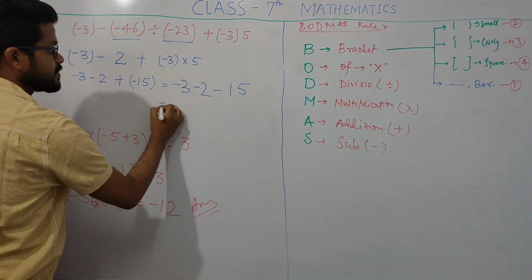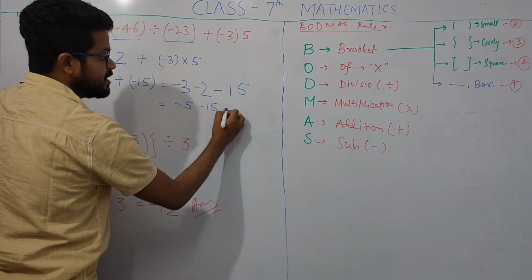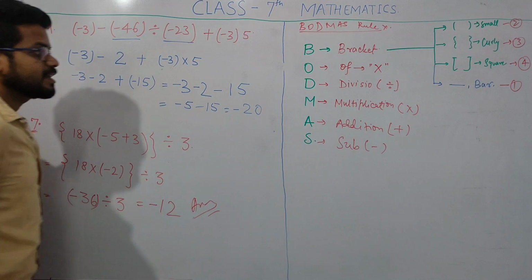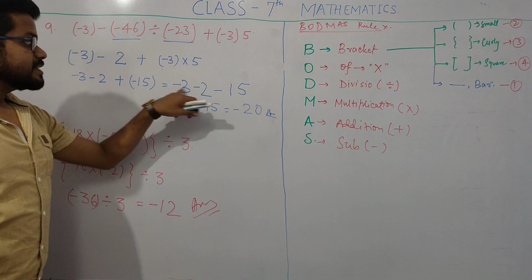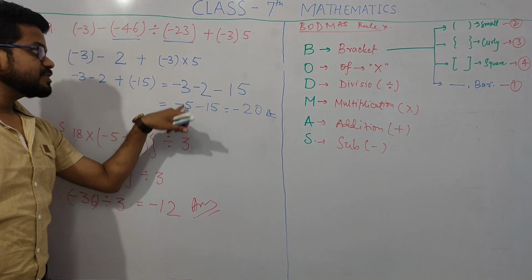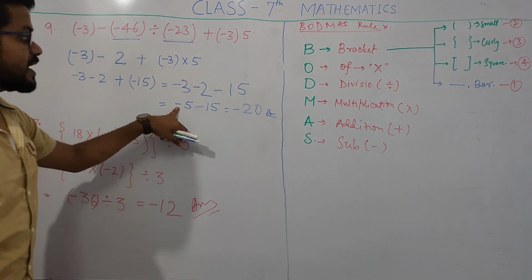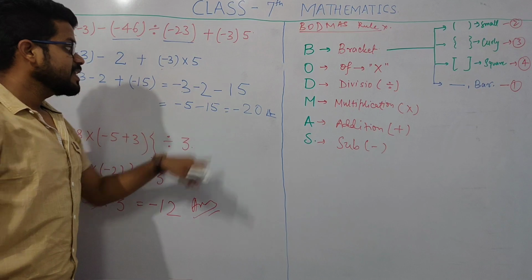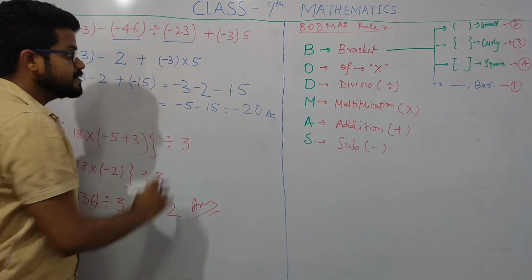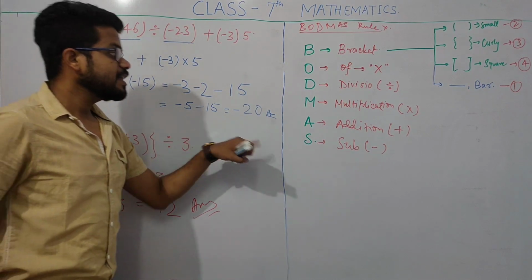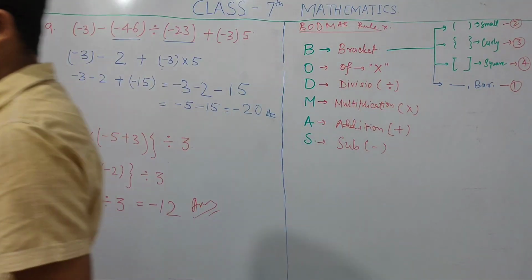So this is minus 3 minus 2, which is minus 5, and this is minus 15. So this is minus 20. Look, here is a similar sign, so simply I add them. 3 plus 2 is 5 and I put the minus sign. And here this is minus 15. Again there is a similar sign, so simply I add them. 15 plus 5 is 20 and put the negative sign because both are negative. So this is question number 9.